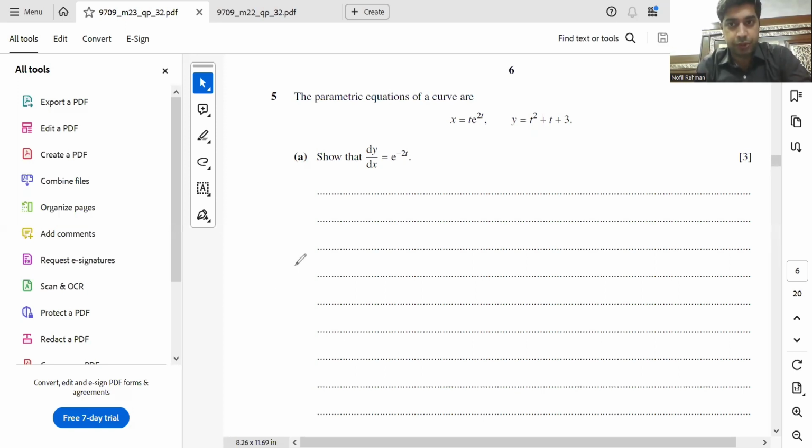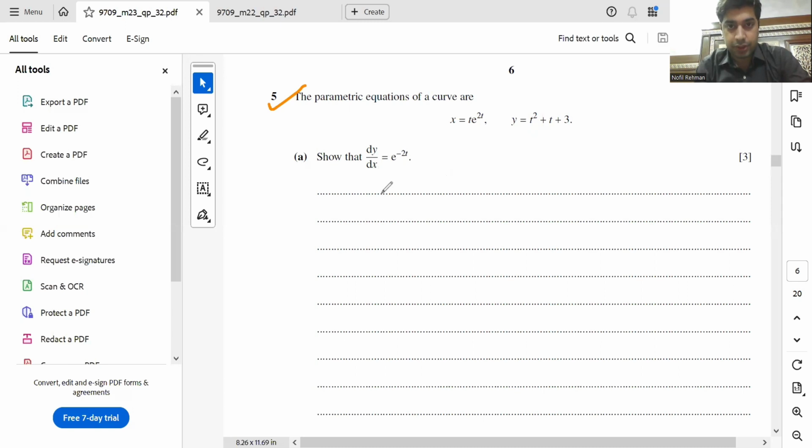The question that we are going to attempt today is from the paper M23 of M2332. So we are going to solve today question number 5, which is regarding parametric equations and the solution of the differential equation of a parametric equation. Okay. So first we should know what a parametric equation is.